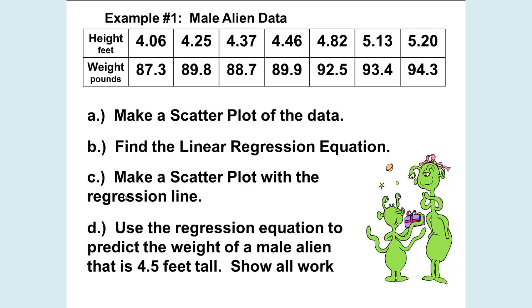A, make the scatter plot of the data. B, find the linear regression equation. C, make a scatter plot with the regression line. D, use the regression equation to predict the weight of a male alien that is 4.5 feet tall. And we'll show all of our work.